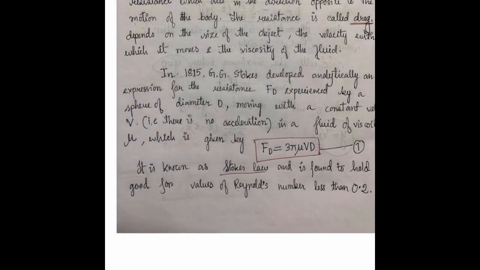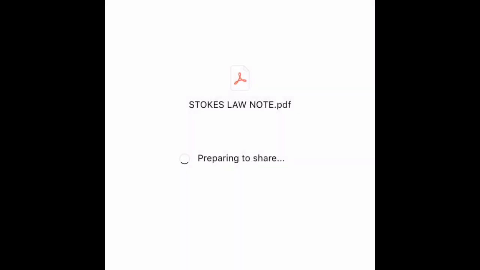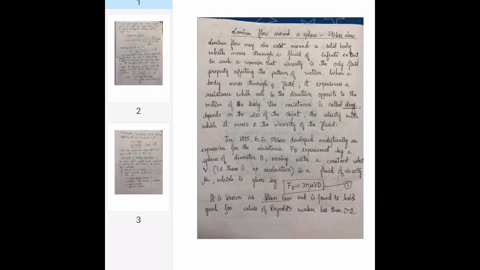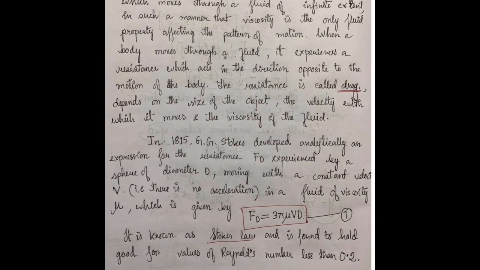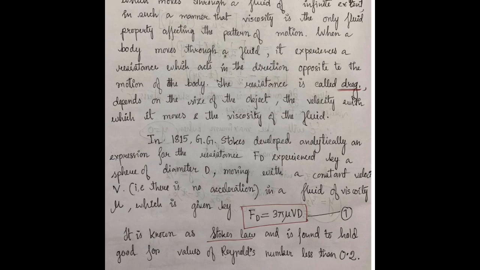So today we are going to discuss laminar flow around a sphere, and ultimately Stokes law. Laminar flow through a fluid of infinite extent, in such a manner that viscosity is the only fluid property affecting the pattern of the motion, when a body moves through a fluid.